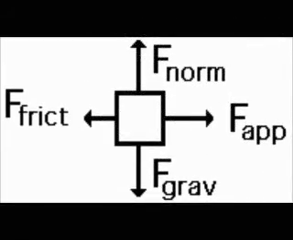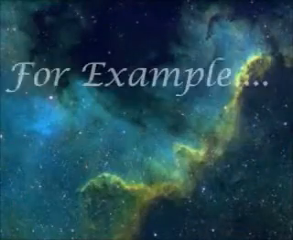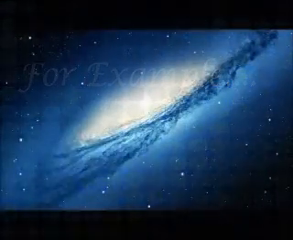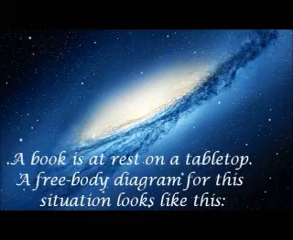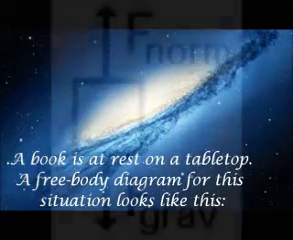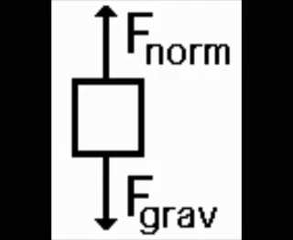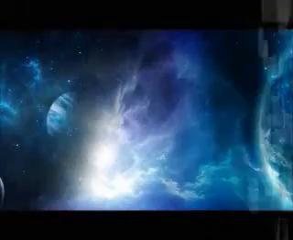As you can see here, we have an example of a free body diagram. For example, a book is at rest on a tabletop. A free body diagram for this situation looks like this. We have normal force going up and force of gravity going down.